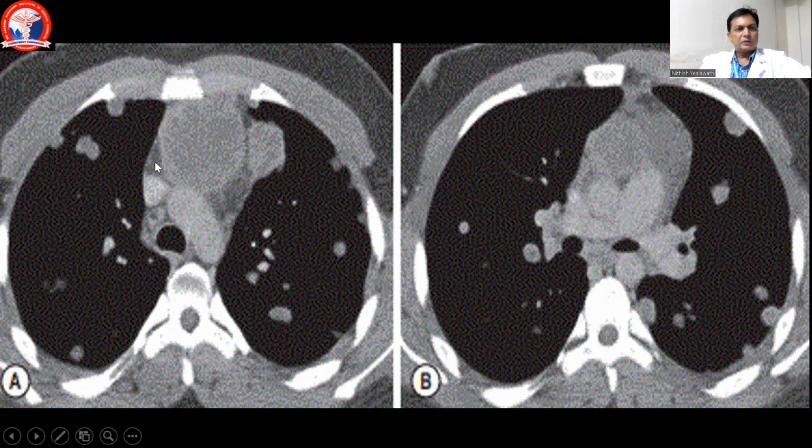Here, a large mass is seen in the anterior mediastinal region, which shows peripheral enhancement. A lymph node is also seen adjacent to it. Multiple metastatic lesions are seen involving both the lung fields, along the pleura in the lung fields as well. So this is metastatic choriocarcinoma.